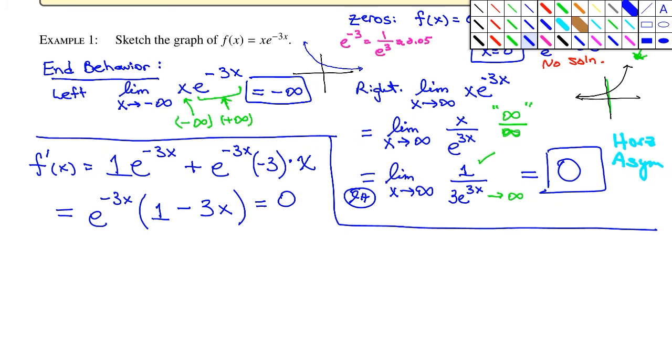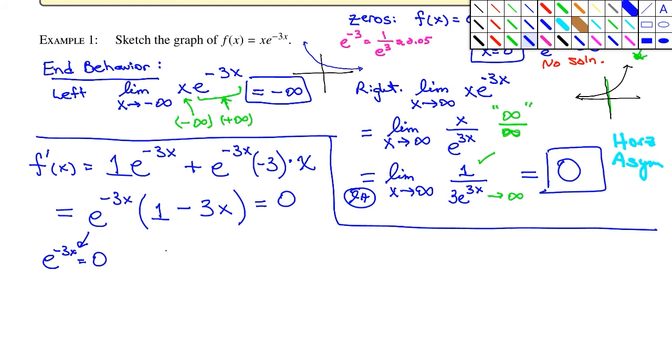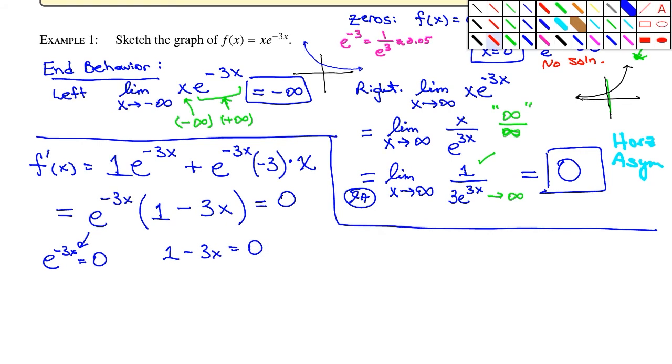So we split it up, and we get e to the negative 3x equals 0, and 1 minus 3x equals 0. So this first one, no solution, because it's an e to a power. And the second one, we get x is equal to 1/3.